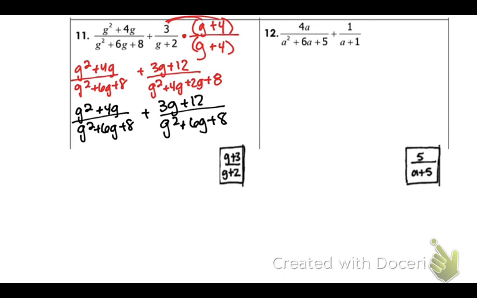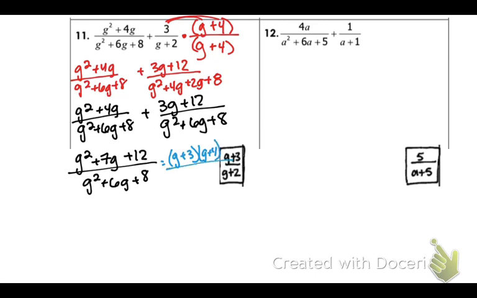Let's go ahead and combine these. Your g squared, you can't combine it with anything, so just rewrite it. 4g plus 3g is 7g, and then plus 12, over g squared plus 6g plus 8. Now you're going to go ahead and factor. So g plus 3, g plus 4. This will be g plus 2, g plus 4, cancel. You're left with g plus 3 over g plus 2.